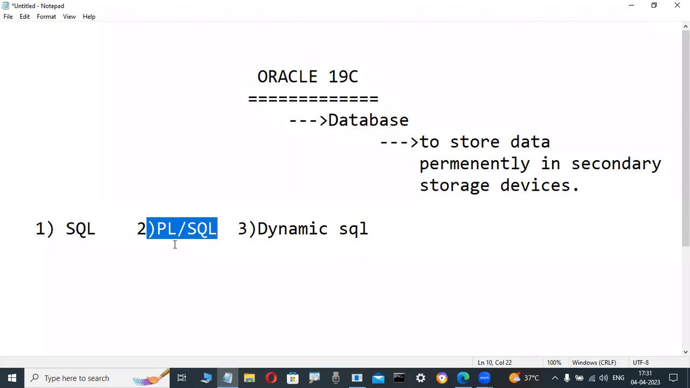Big concept. Okay, fine. But unfortunately, observe slowly here. Now concentrate here.